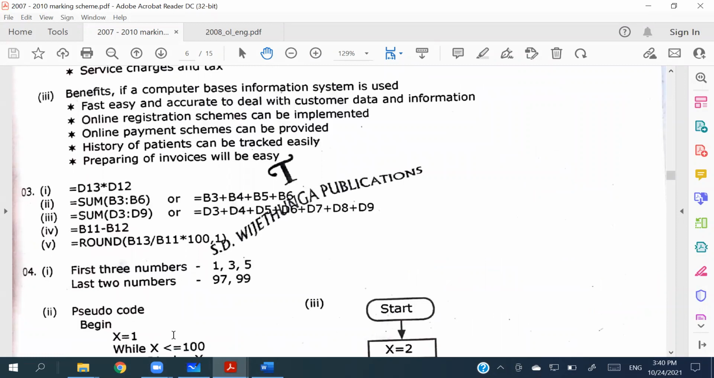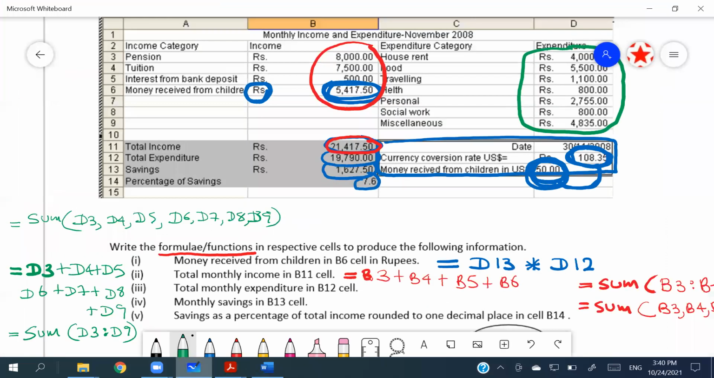So equal sum B3 colon B6 or B3 plus B4 plus B5 plus B6, as well as you can use the sum with the cell addresses separated by commas, as well as D3 colon D9 for the third one. It goes like that. And in each and every answer, you can collect 2 marks for each answer, right?